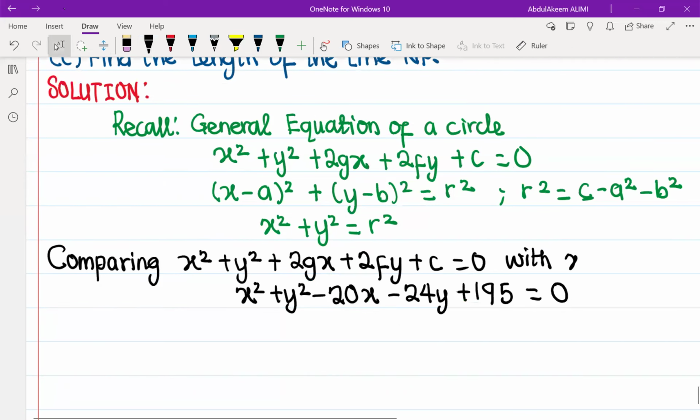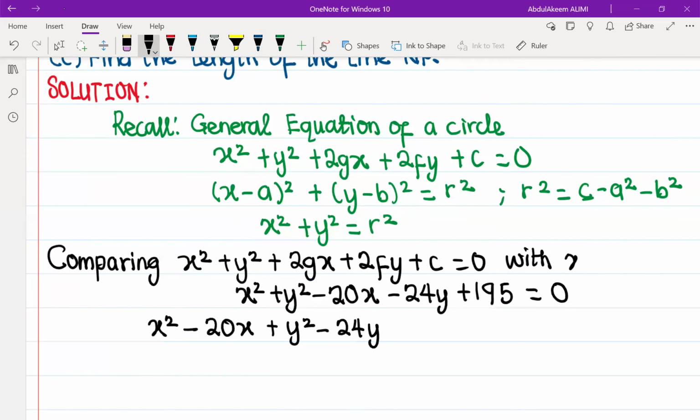So what do we do here now? For us to solve this further, there are different methods we can apply. Let me collect for x and for y. I have x squared minus 20x plus y squared minus 24y plus 195 equals 0.